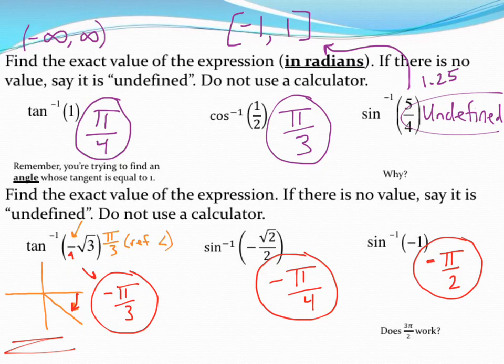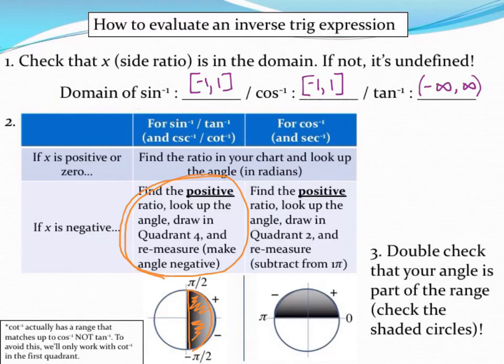And as we mentioned, 3 pi over 2 doesn't work as an answer. The reason being, again, real quick, if I try to graph that angle, I'd have to go around in that direction, but we're not allowed to go there. Those shaded circles said we just have to stay on the right half of the circle. I'm not allowed to go around that other direction.